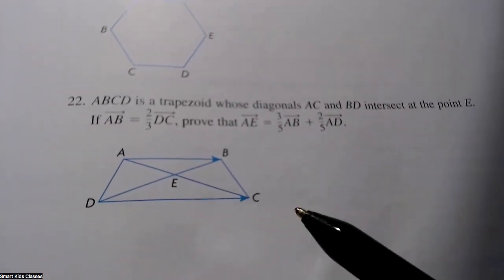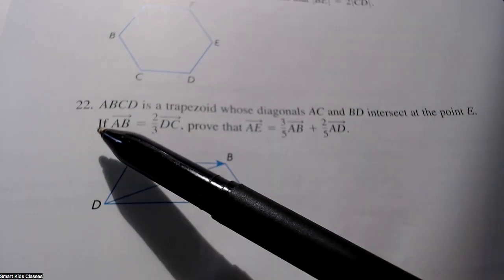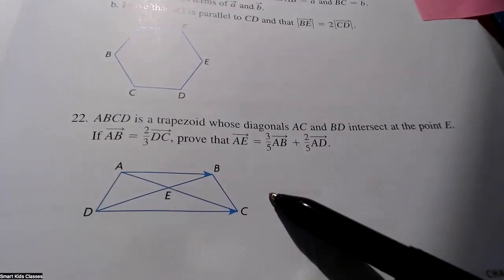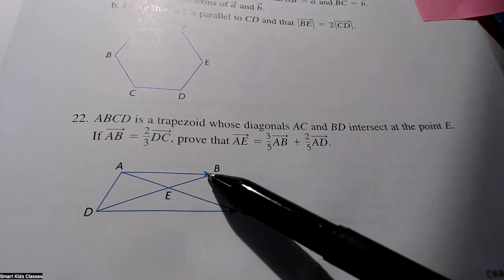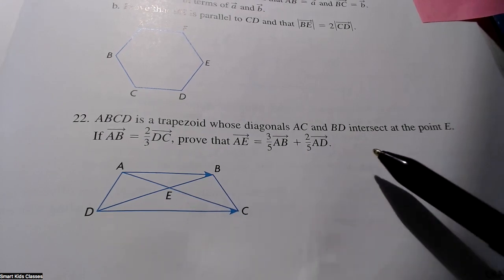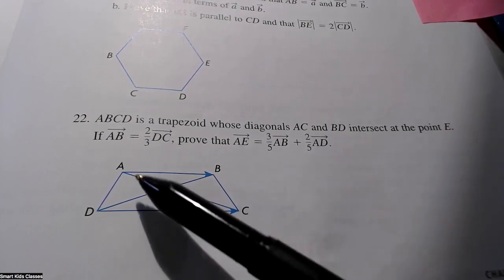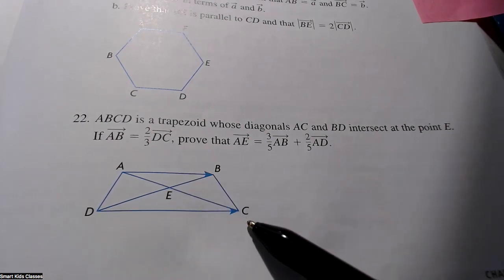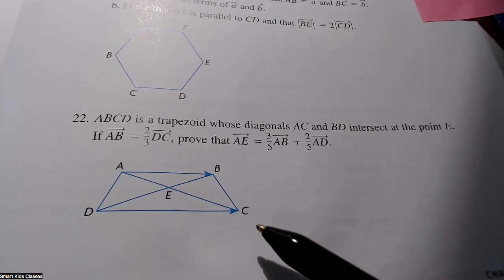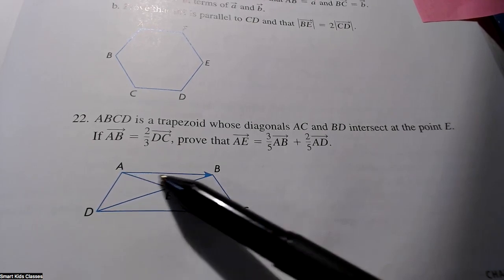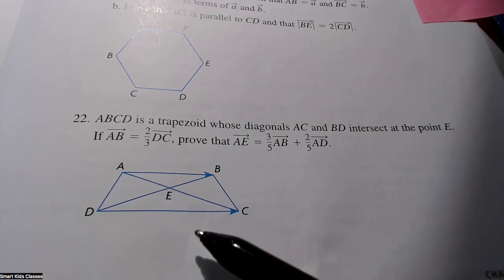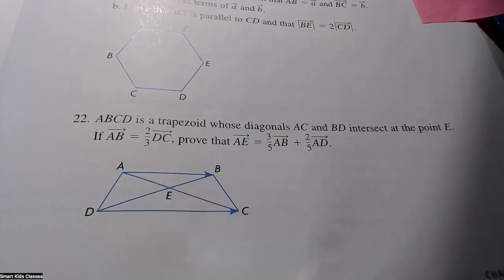So on Unit 6.3, question 22. For this diagram, ABCD is a trapezoid whose diagonals AC and BD, look at this vector direction, intersect at the point E. If AB is 2/3 of DC, the question asks: prove AE is equal to 3/5 of AB and 2/5 of AD. I'm going to write on the paper to explain to you.